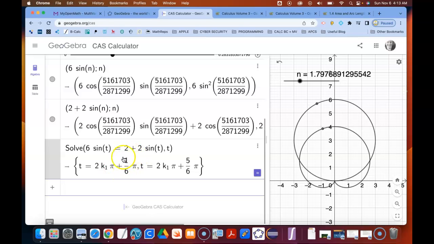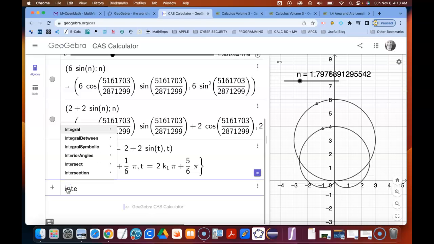So if one solution is pi over 6, I could add 2 pi to that or subtract 2 pi from it, and I would get another solution. So from pi over 6 to 5 pi over 6 appears to be what my limits of integration are. And so let's do an integral.